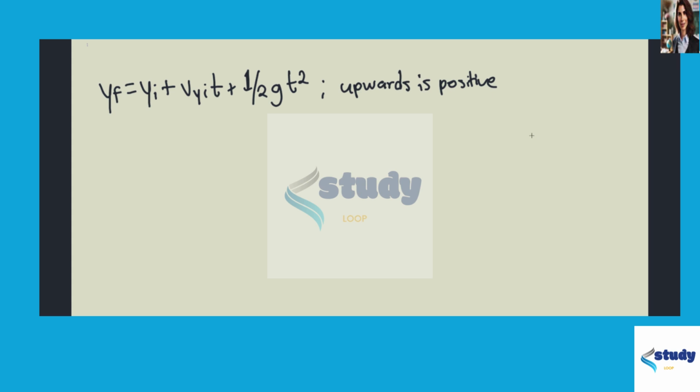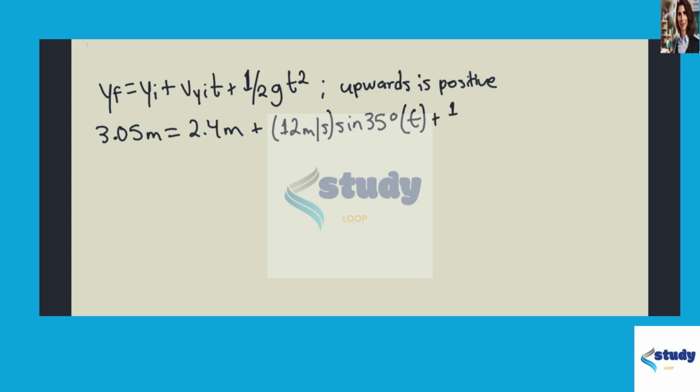And we can say that 3.05 meters equals 2.4 meters plus 12 meters per second times sine of 35 degrees times t plus 1/2 times negative 9.80 meters per second squared multiplied by t squared.